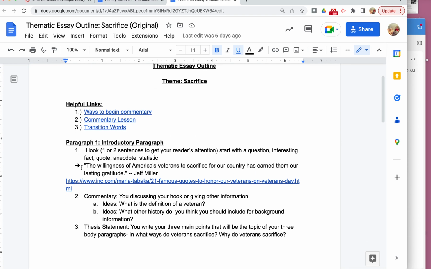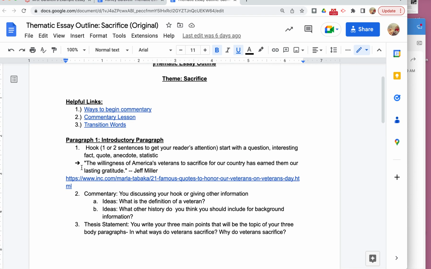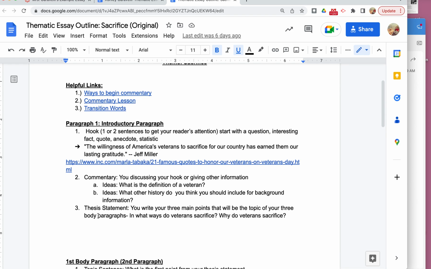Okay, so introductory paragraph. Your introductory paragraph is probably your most important paragraph because it has your thesis. Your thesis is the very last sentence in your introductory paragraph. So just think about it this way. It's the last sentence because it is going to be telling your reader what your entire essay is about. So your last line is the most important line. Inside of your thesis statement, you are going to state what our theme is, which is sacrifice, and then you're going to list your 3 points.